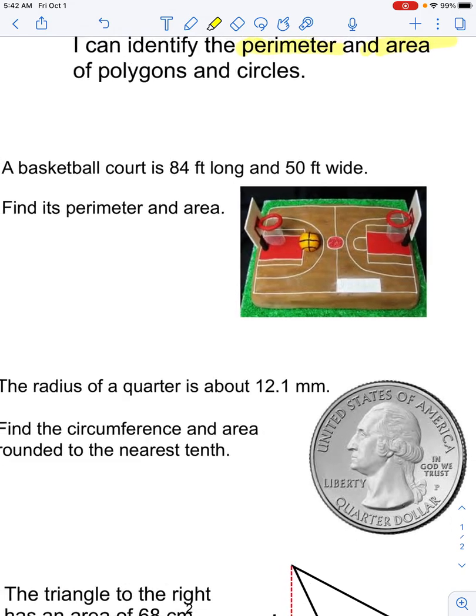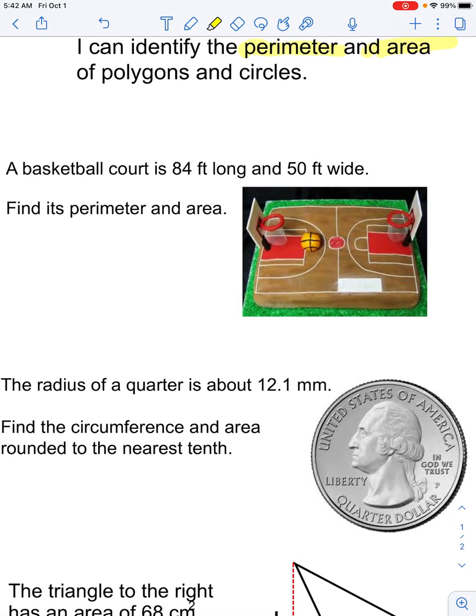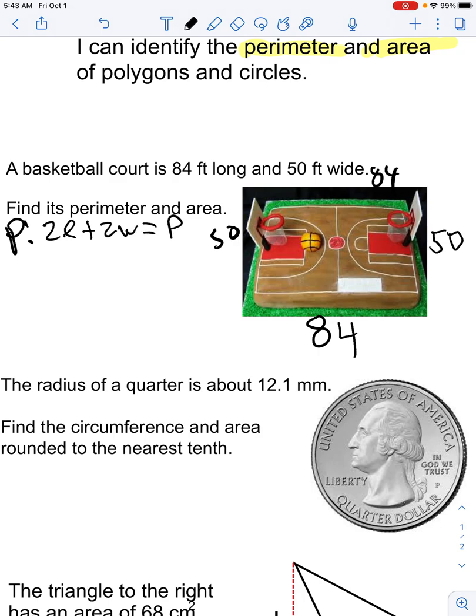Our first example has a claymation basketball court. A basketball court is 84 feet long and 50 feet wide. Find its perimeter and its area. For perimeter, again, add them all up. You can add up all the sides, because this is also going to be 84 and this is going to be 50. So you could do 84 plus 84 plus 50 plus 50, but you can also take 2 times the length plus 2 times the width. And that will equal your perimeter.